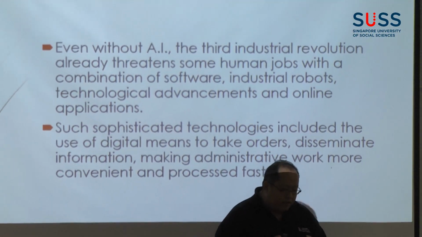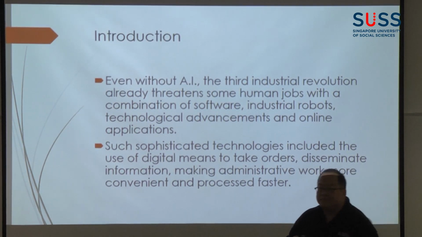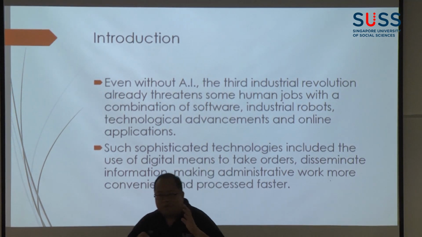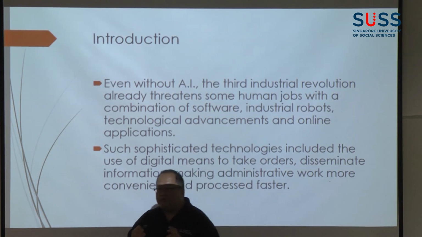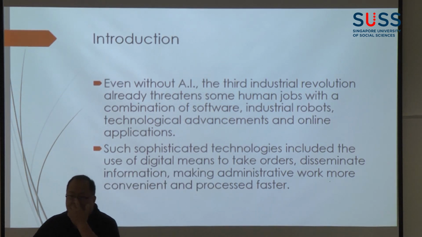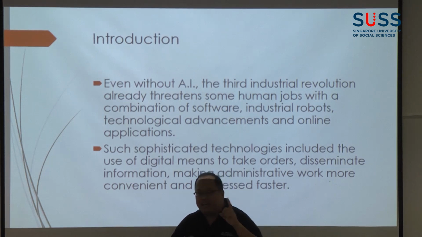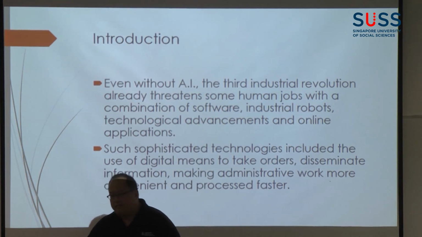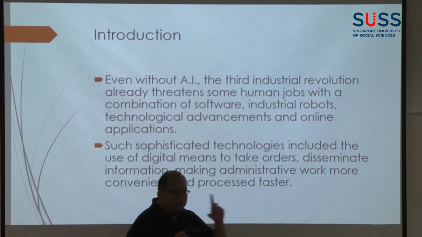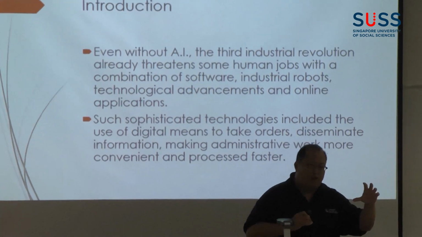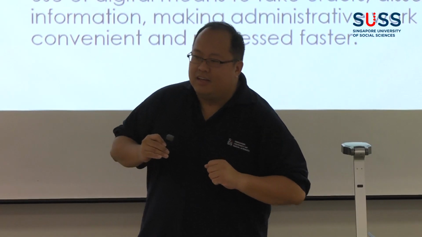As I mentioned, even without AI, the third industrial revolution has already threatened our jobs. One of the very first applications for industrial robots was actually found in the automobile sector. In the automobile sector, can anyone suggest what is probably one of the most dangerous jobs that you can find within the assembly line? What do you think is one of the most dangerous jobs for humans to perform in the automobile industry, in the factory? Anyone? Any suggestion?